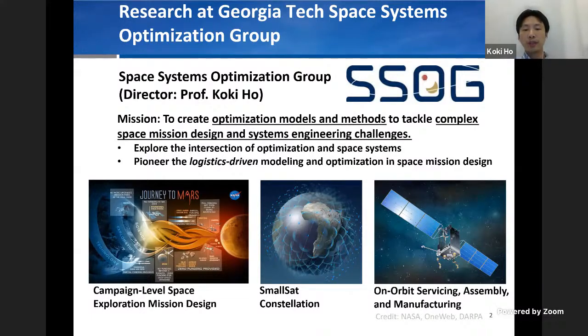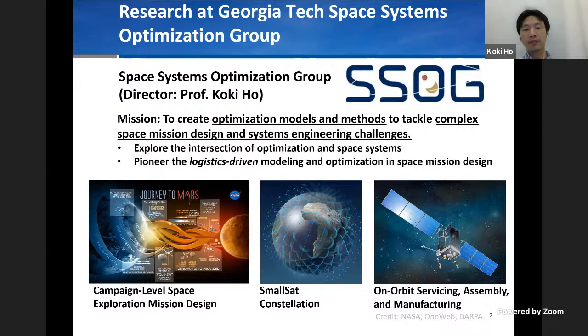The second one, the middle one, shows the small-sat constellation. You may have heard of OneWeb or Starlink by SpaceX and other constellation concepts that comprise hundreds or thousands of satellites in low Earth orbit. So those satellites, of course, need to be coordinated in an efficient and effective way so that they achieve some common goal.